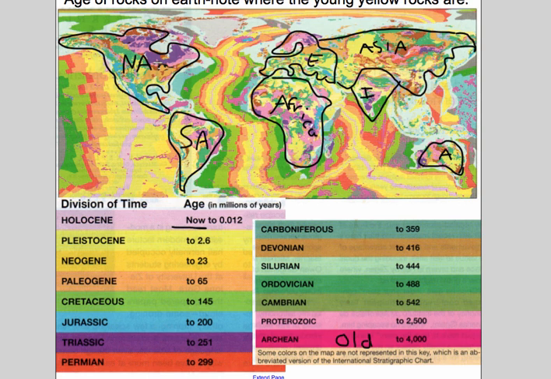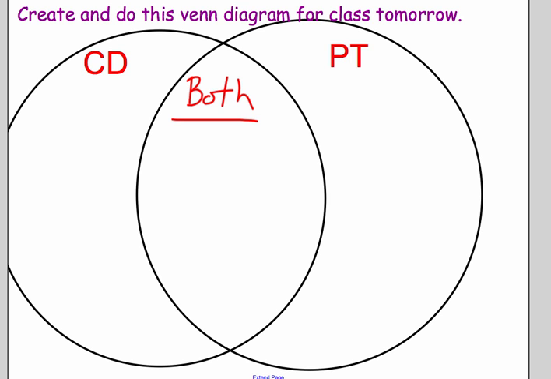What we'd like you to do is create and do this Venn diagram for class tomorrow. You know, on one area, put everything that's just about continental drift right here. Put everything that's just about plate tectonics here. And if there's ideas, etc., about both CD and PT, put them right in the middle. And bring it to class tomorrow so we can share.